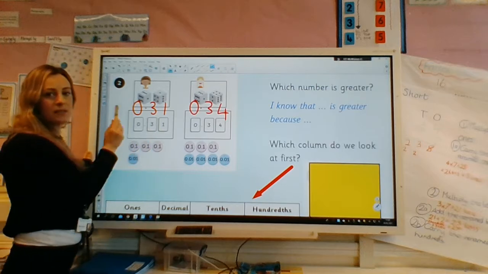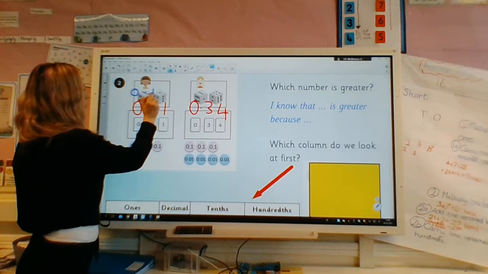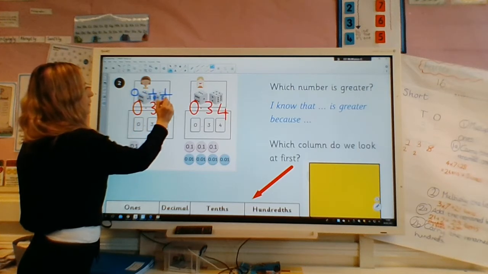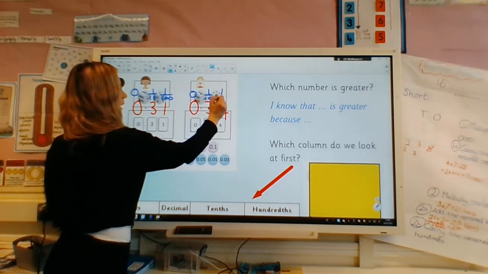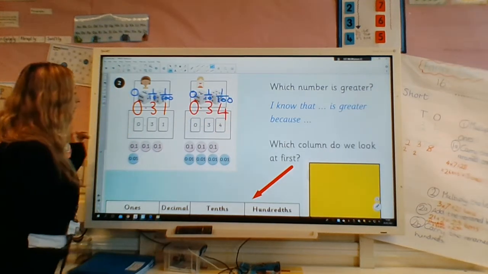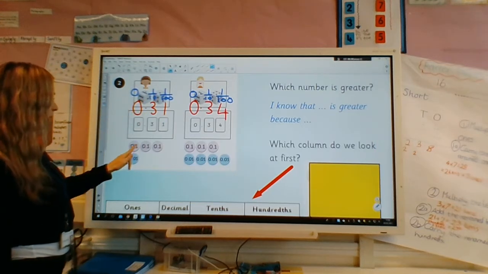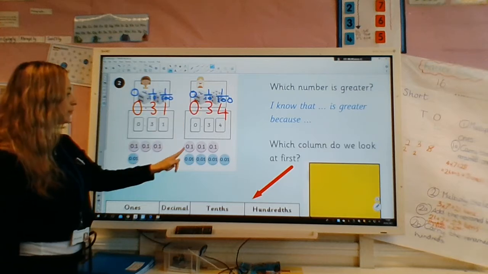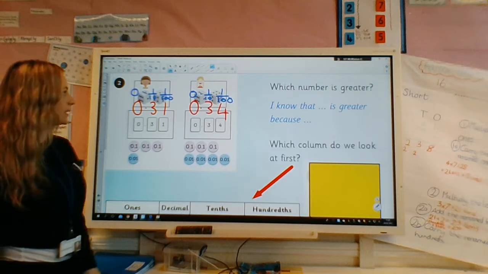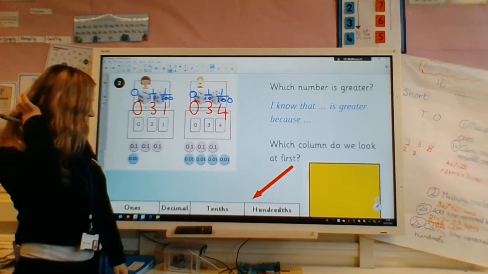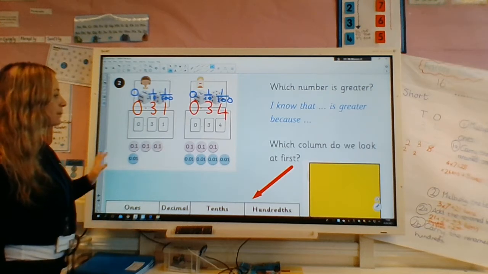Now I'm just going to put my place value above these numbers. So we've got our ones, our decimal points, our tenths, and our hundredths. And again, we've got our ones, decimal point, tenths, and hundredths. So we've got no ones in either one. We've got 3/10 represented here, and in this one we've got 3/10 represented here. Then we've got 1/100th represented here, and 4/100th represented here. So which one is the greater one? Which one is the bigger number?